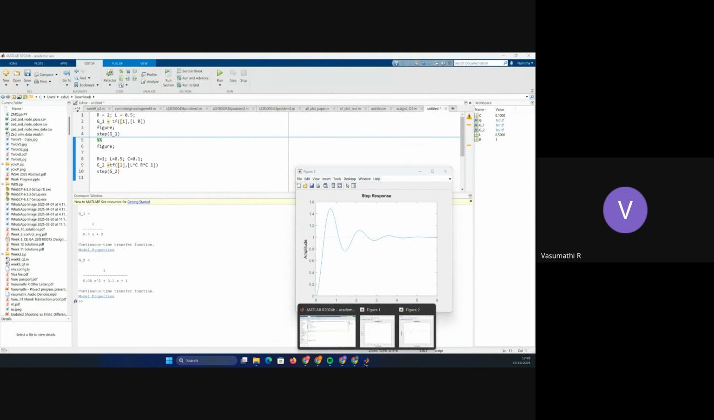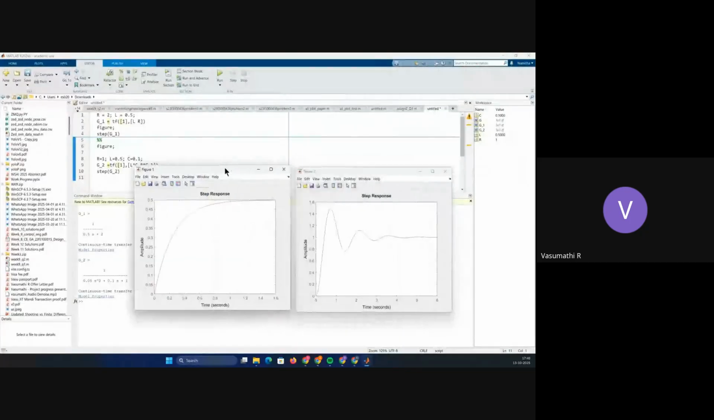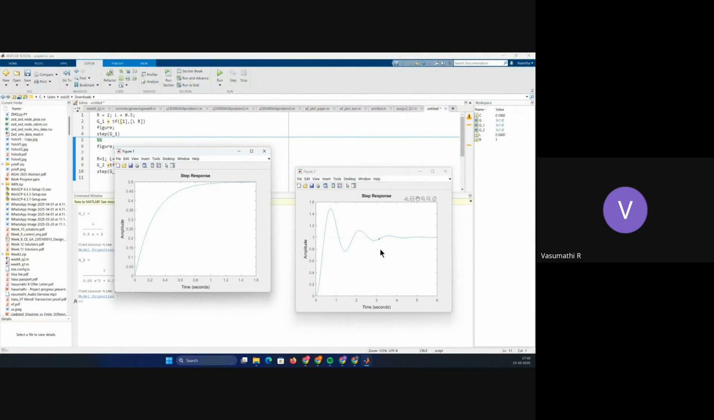So this is the response of the first order system and the second order system. A second order system can also respond like this. Only from this curve you cannot conclude whether it is first order or second order. But from the transfer function I can conclude this is how a step response should look. For the first order system, this is the exact response you will get. You won't get something like this.